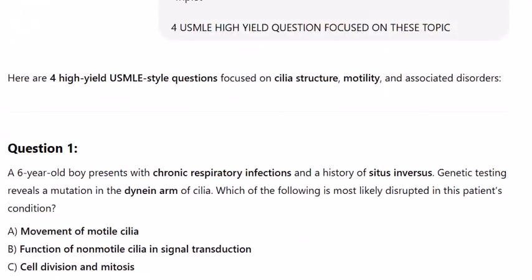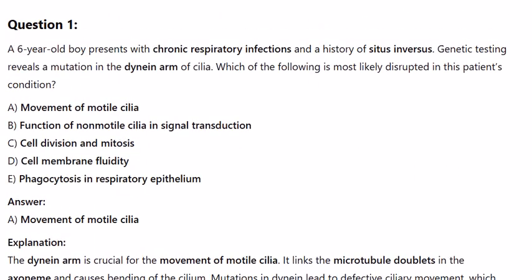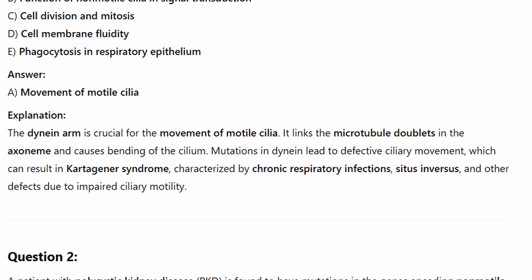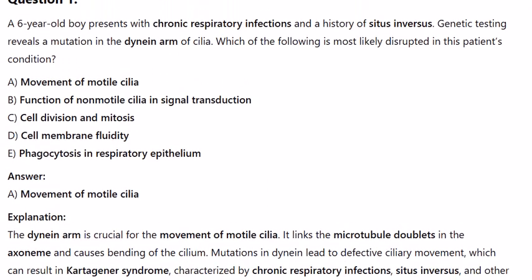Here are 4 high-yield USMLE-style questions focused on cilia structure, motility, and associated disorders. Question 1. A 6-year-old boy presents with chronic respiratory infections and a history of situs inversus. Genetic testing reveals a mutation in the dynein arm of cilia.